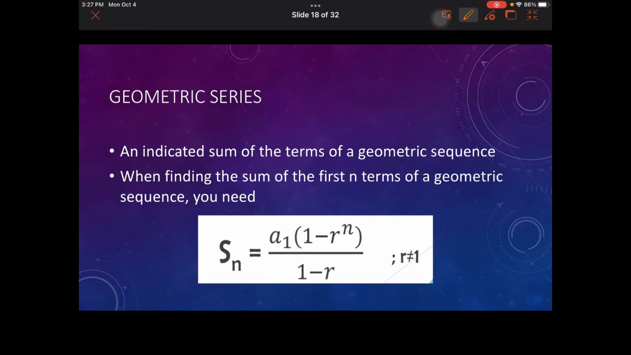So, this is the first formula. Kailan natin to ginagamit? When finding the sum of the first n terms of a geometric sequence, you need this formula. So, ito yung pinaka-generic kasi ito yung pinaka-usual na problem na nai-encounter natin.